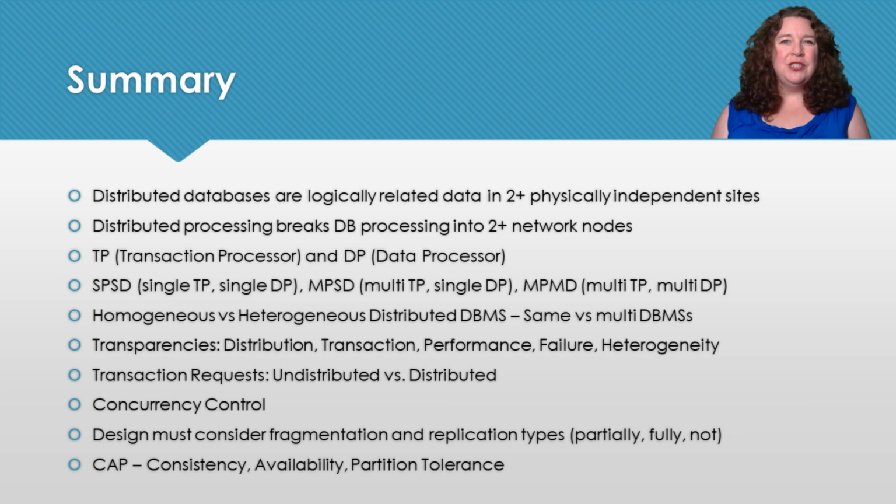This is how much is the user aware of? How much do they have to be aware of? We have our transaction requests, which are either our undistributed or distributed requests. Concurrency control, making sure that your database stays current. How do we handle that? Consider your fragmentation and replication types. How are we fragmenting? Horizontal versus vertical or mixed? And then are we doing a partial, a full, or no replication? And then, of course, we have that theorem of consistency, availability, and partition tolerance, fault tolerance. We really need to make sure that if those partitions fail, the system doesn't fail with it.